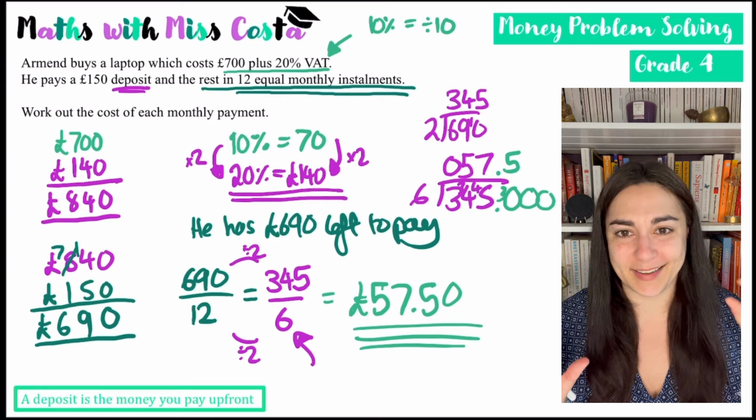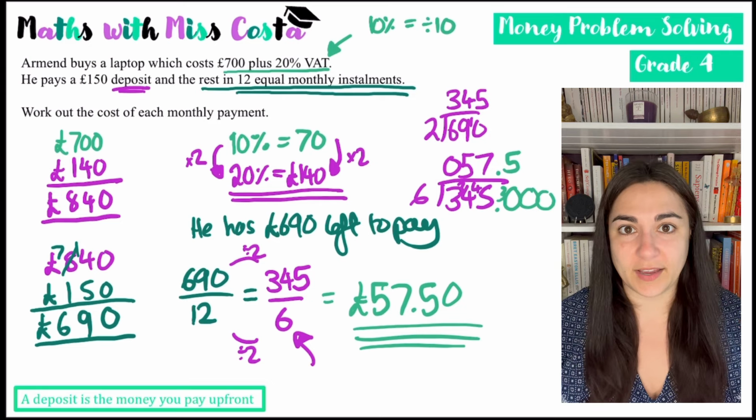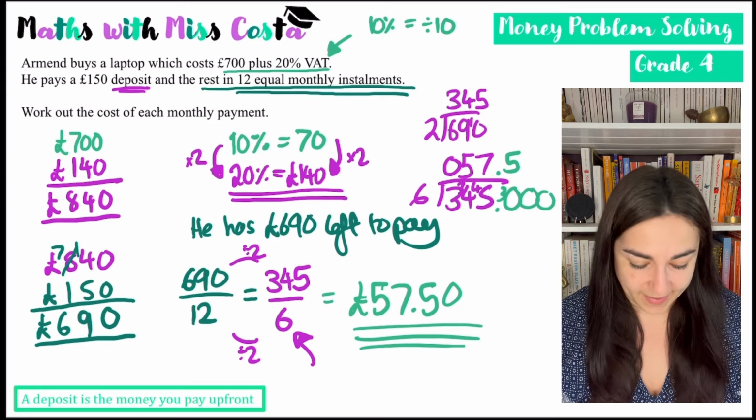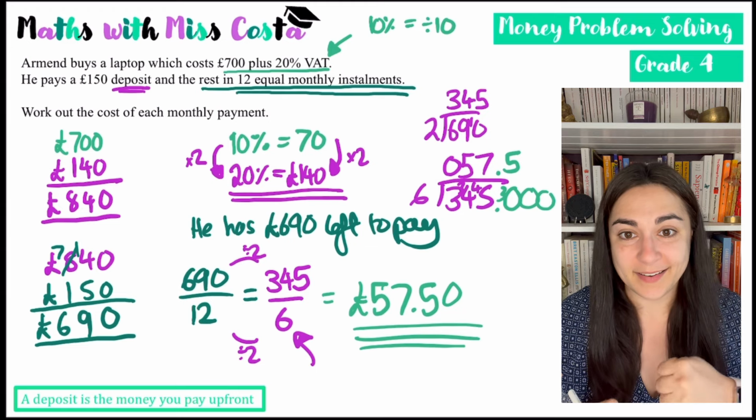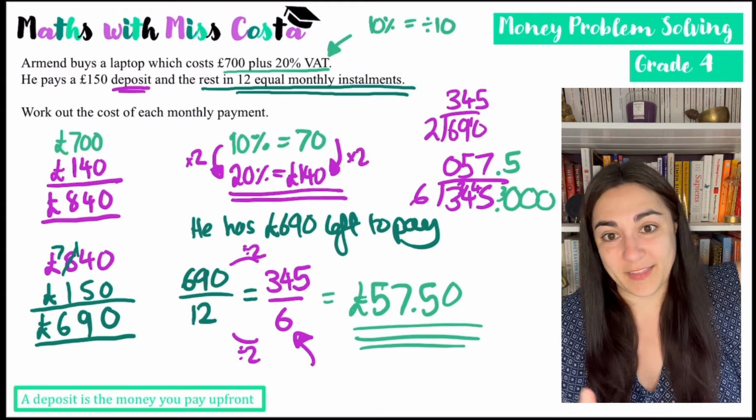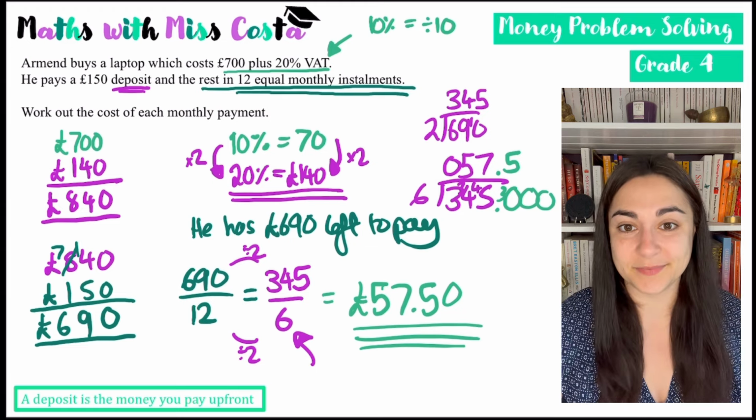So just two key things: VAT, value added tax. You pay it on top of the price, and then a deposit is money that you pay at the beginning. So you take it away from your total, and then the remainder is what you're left to pay.